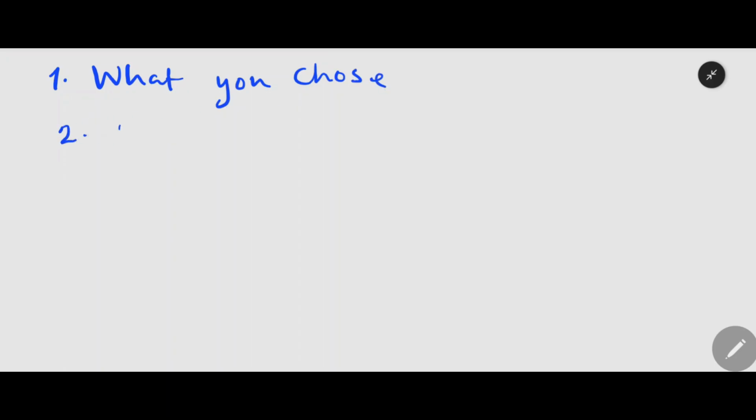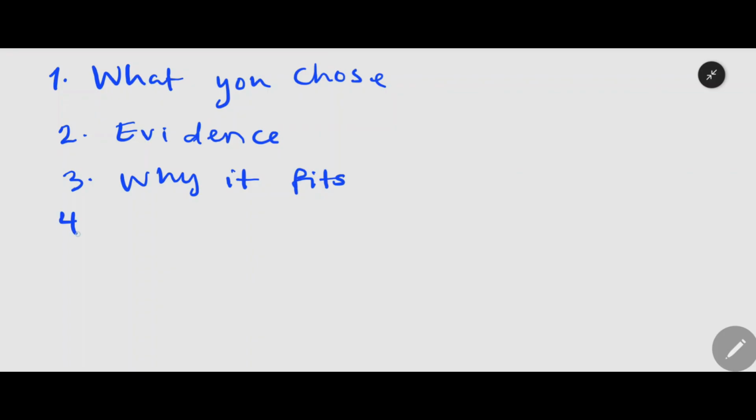Then think about what evidence made you choose it. So this can be evidence from the questionnaire, the test results, or the client's goals. And think about why it fits. So link it to the fitness component or the health needs of the client. And think about how it progresses. So this has to do with overload and progression that we've just looked at.